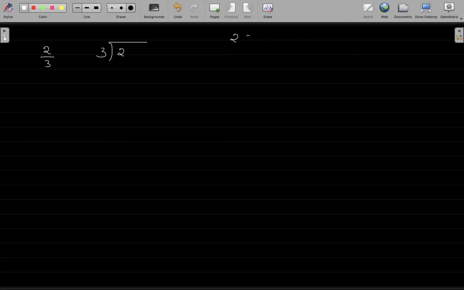Now 2 can be imagined as same as 2.0. This is also same as 2.00. It is also same as 2.000. You can write as many number of zeros as you want after the decimal number. Still the value remains the same, which is 2. Now because here 2 is less than 3, the dividend is less than the divisor, you cannot proceed with the division. So to continue with the division, what we do is we imagine 2 as 2.0.